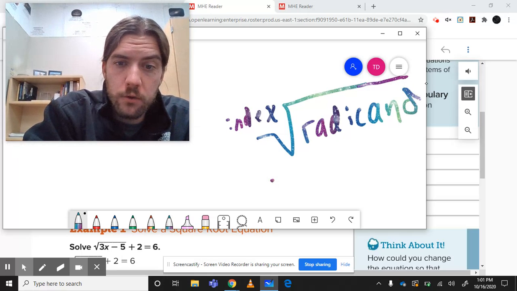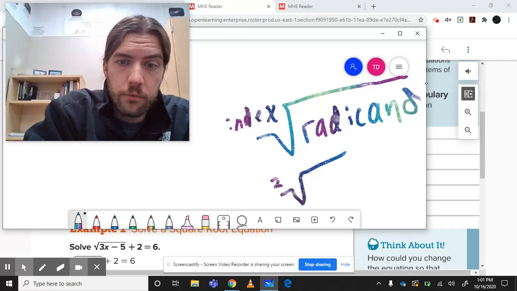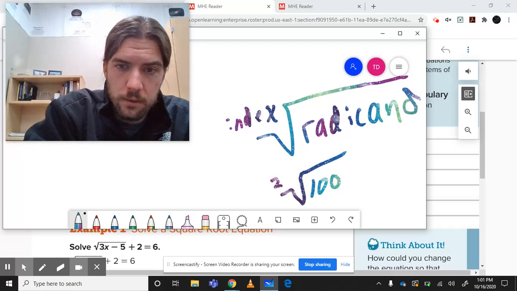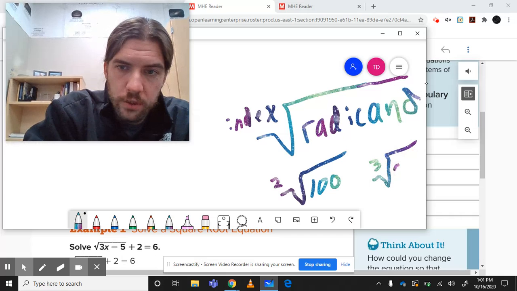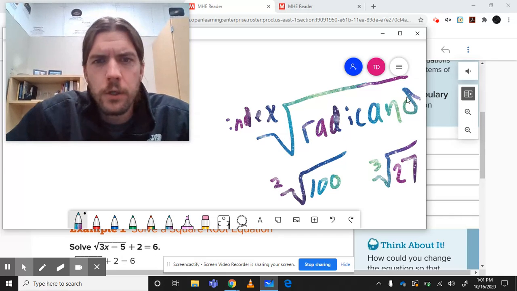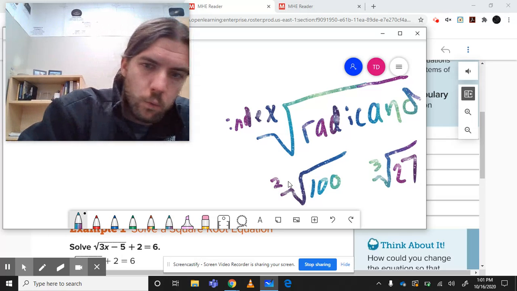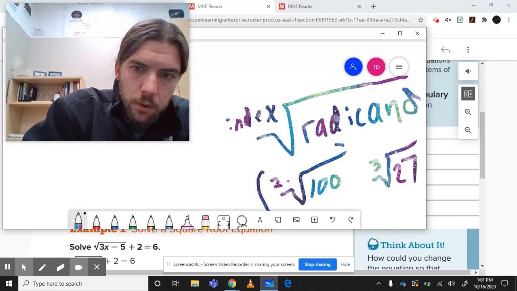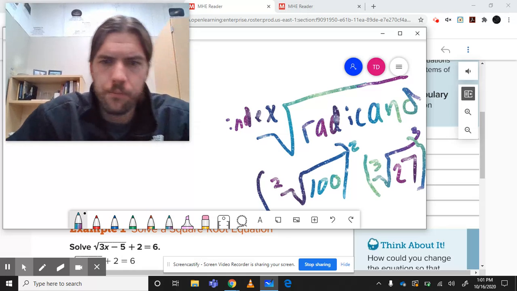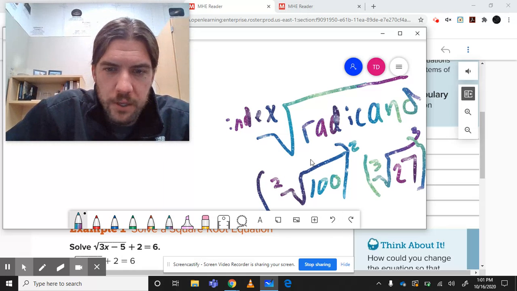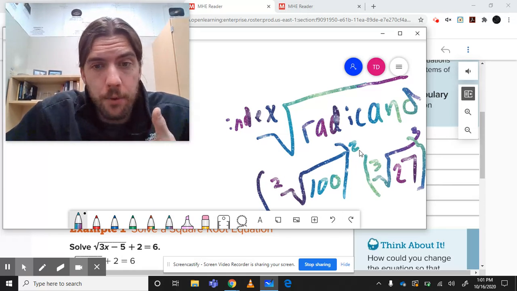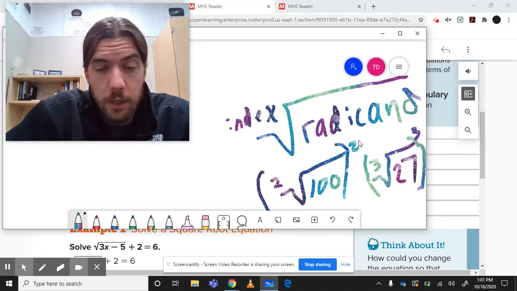So if we wanted the square root of 100, it could look like that. If you wanted the cube root of 27, it could look like that. Okay, so the way that we get rid of these is we just raise it to a power that matches the index. If I'm taking the square root of a number, but then I square that, I've done two opposite operations, right? I've made it smaller and then I made it bigger.